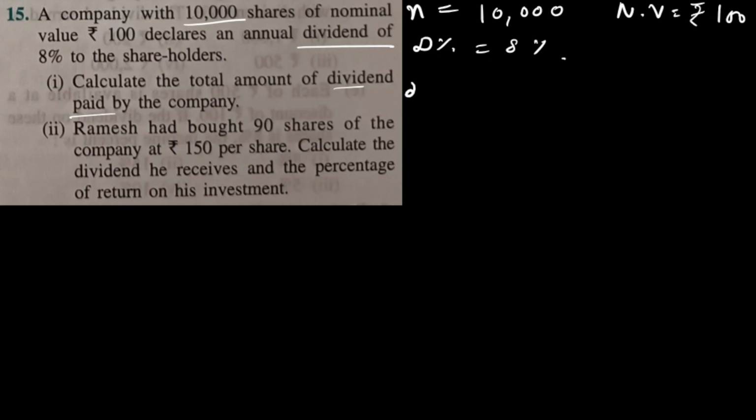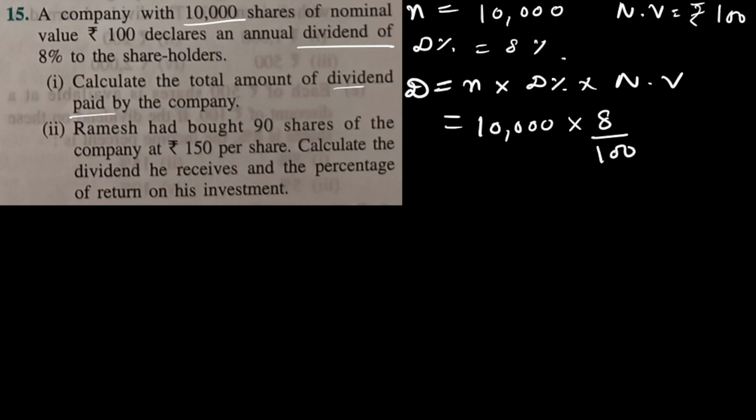The direct formula is there for dividend. Second formula: dividend is equal to number of shares into dividend percent into nominal value. So all the things are given to us. Number of shares 10,000, dividend percent 8%, so 8 by 100, nominal value 100. 100 and 100 will get cancelled. So 10,000 into 8. See, with 8 write that number of zeros: 1, 2, 3, 4. 1, 2, 3, 4. So 80,000. So the dividend paid by the company is 80,000.